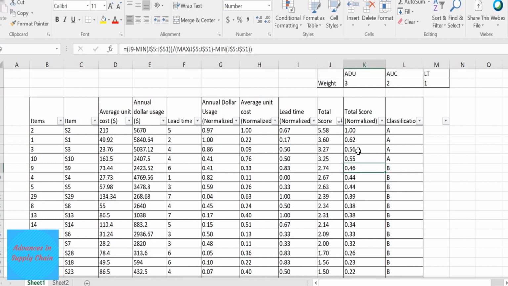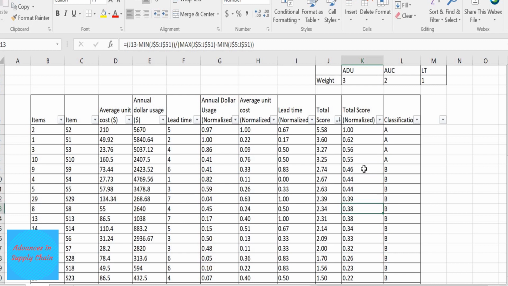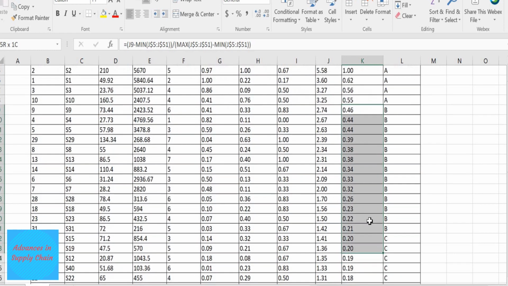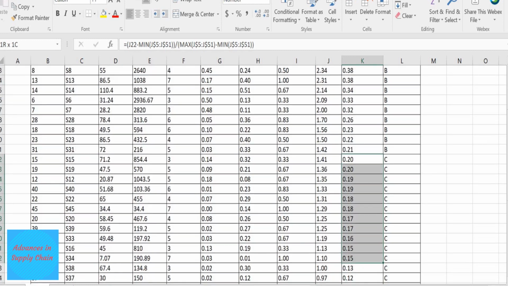The next step is to classify those inventory items into A, B, or C. For that, you have to decide the transition point between A and B. In my case, I am putting 50% as the transition point, meaning that if the total score is above 50% for any given inventory item, I'm going to classify that item as A. Any score between 50% and higher than 20%, I'm going to classify as B, and 20% or less, I'm going to classify as C.